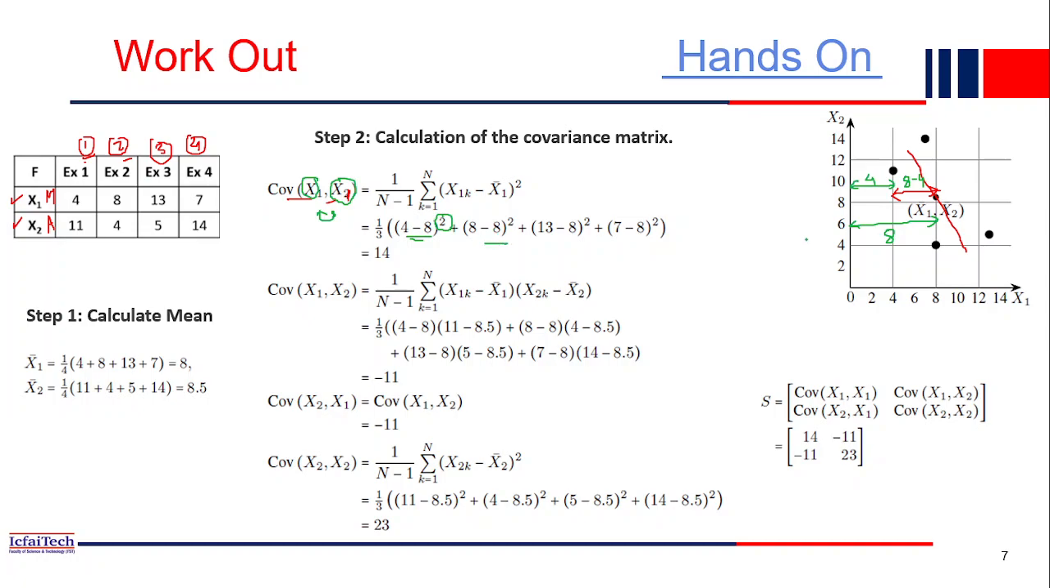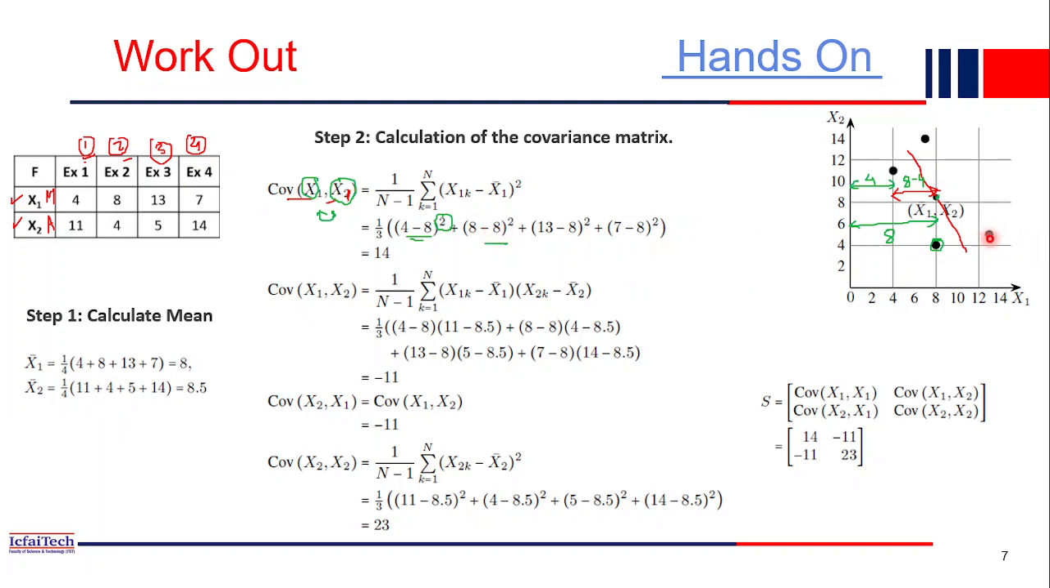Similarly, let's consider the second point. Second point is this one. So this point and average point is on the same line. So both the points are on the same line. That means there is no horizontal difference. So in the x1 direction, there is no variation. It is the same. That's why it is written 8 minus 8, no variation. 8 minus 8 means 0.